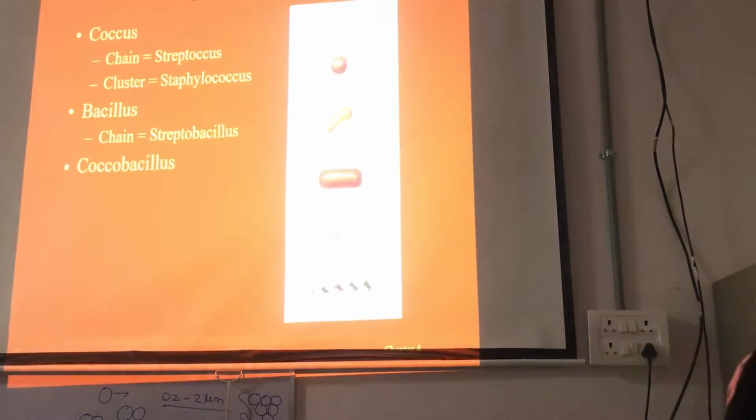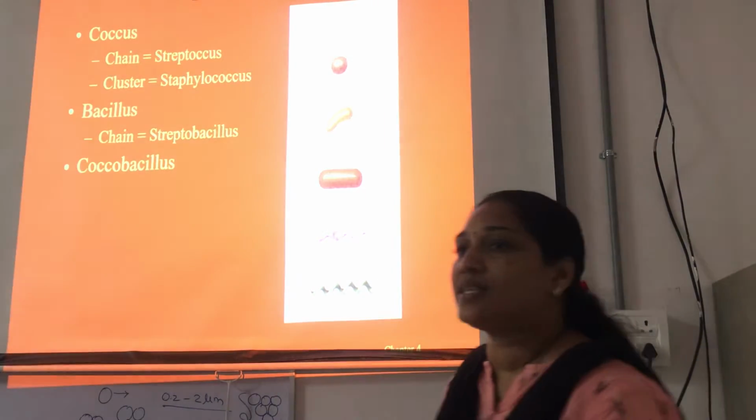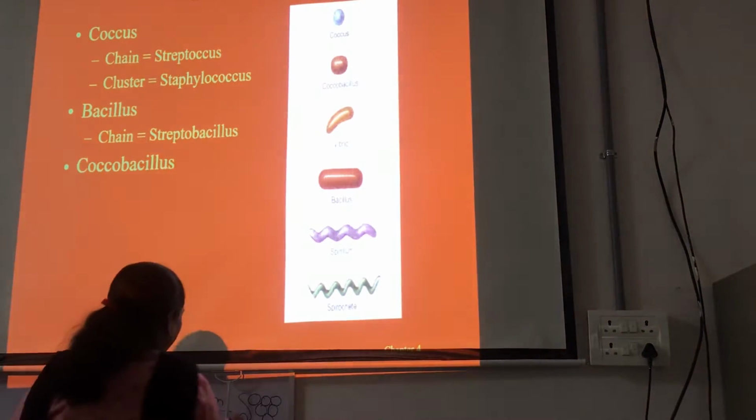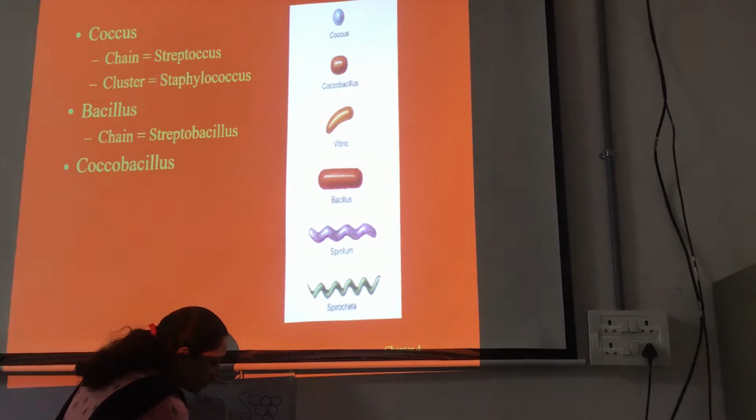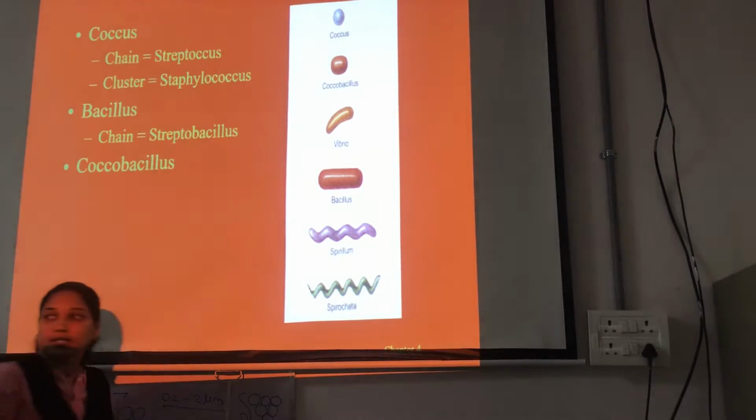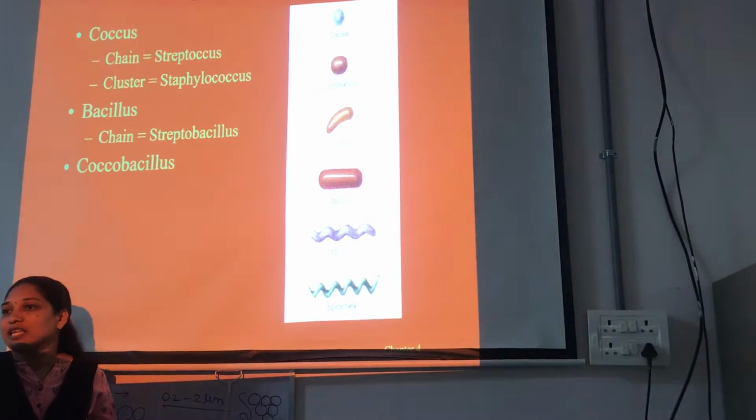Bacillus, you have streptobacillus. Streptobacillus means the bacilli which are arranged in the form of a chain, like this, right? This is called streptobacillus.